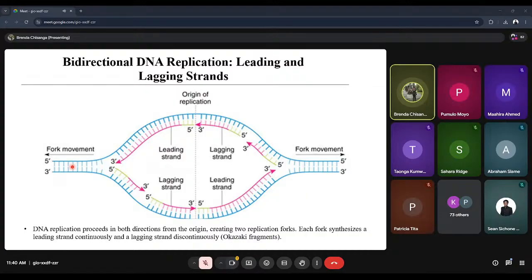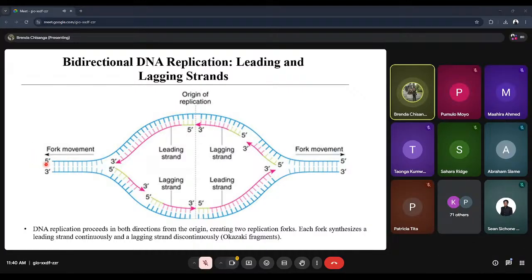Sometimes DNA replication is referred to as bidirectional. Why bi? Bi means two. It means in this direction and also in the other direction. You must be very clear to understand that when you stand at this position, you're kind of splitting this DNA into two. So to know which one will be the leading strand and the lagging strand, you must pay attention to the parent strand. You follow it.